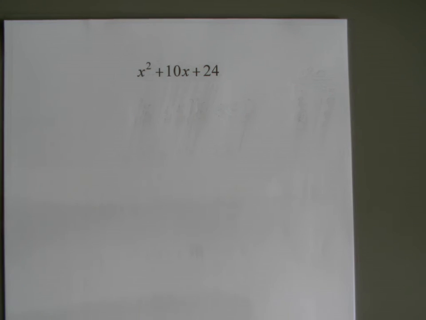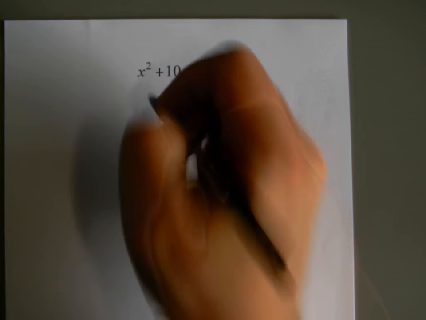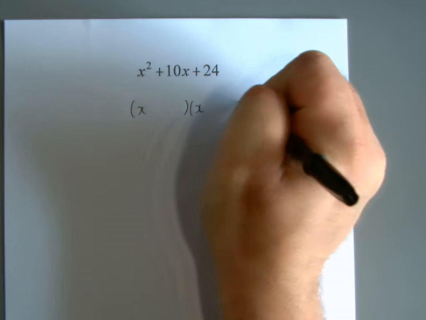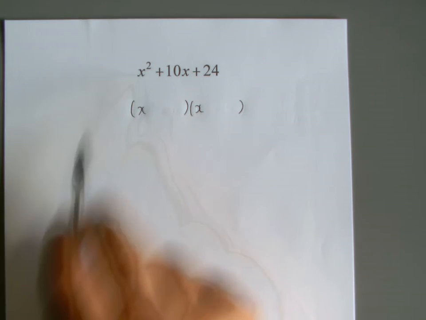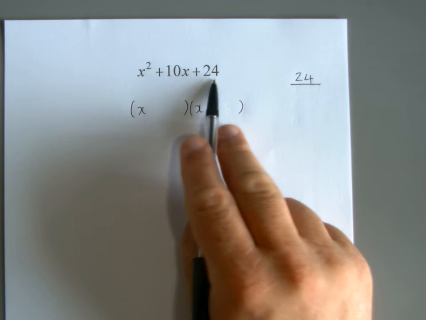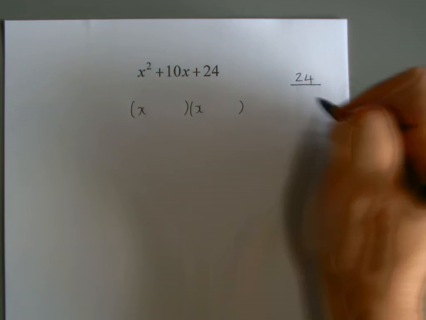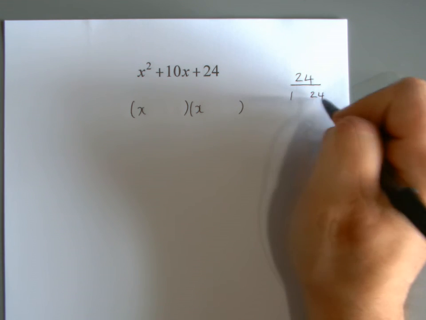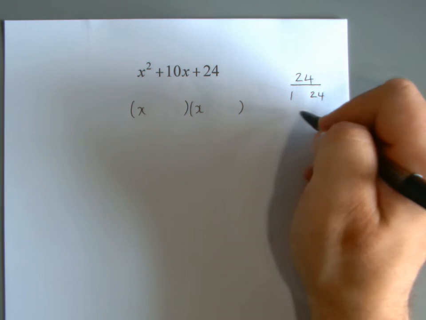With this one then, same thing again, right? We're going to have x at the start of both brackets, because they multiply to give you x squared. This time we've got 24 at the end, so our pair needs to multiply to give 24. Think of factor pairs: 1 and 24. That obviously won't add up to give 10.